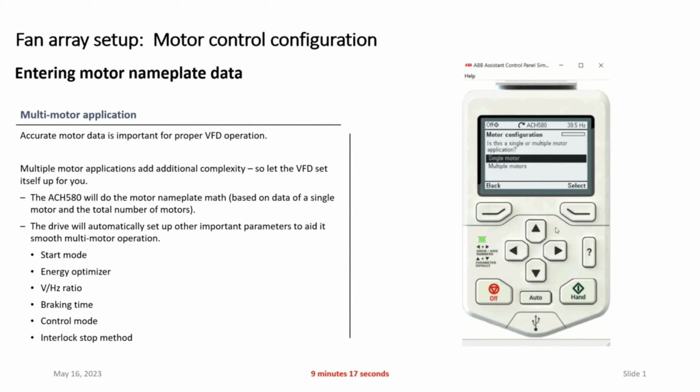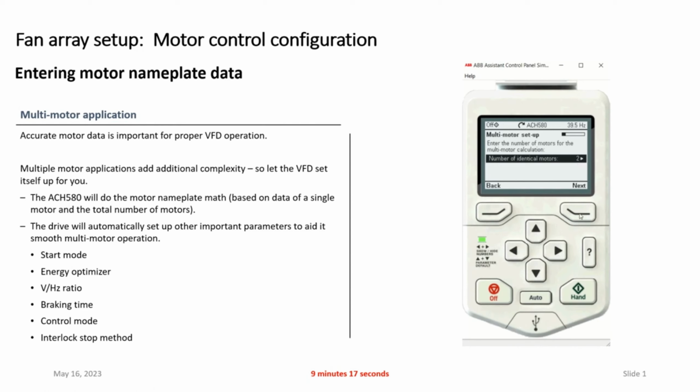And first question it asks me, is this a single motor or a multiple motor application? So what I'm going to do is use multiple motors because I don't feel like doing math today. I'm going to let the drive do the math for me. So I'm going to select multiple motors. I'm now going to enter into the drive how many motors I have for this application. I'll just say it's a small 2-fan array.